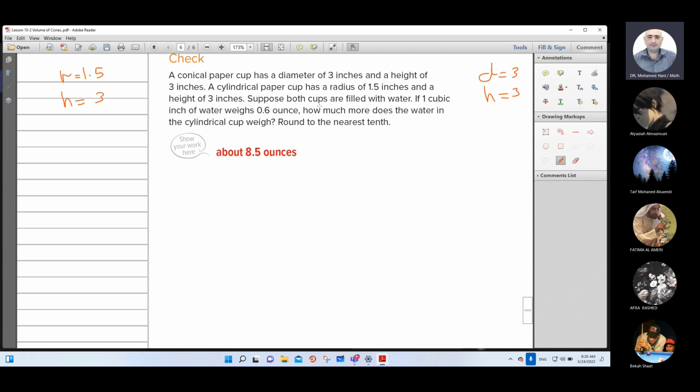Suppose both cups are filled with water. If 1 cubic inch of water weighs 0.6 ounces, how much more does the water in the cylinder cup weigh, rounded to the nearest tenth? I must find the volume of the cone at the first. This is for the cone. Then find the volume of the cylinder.